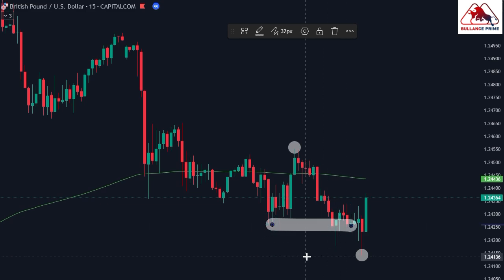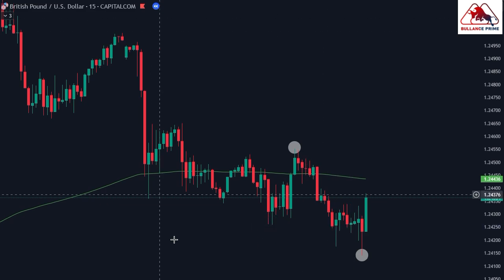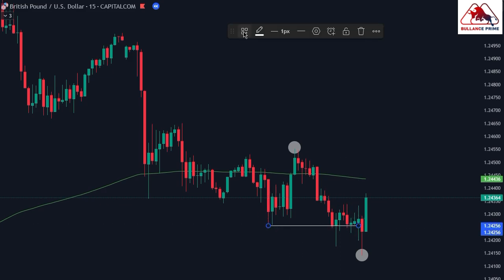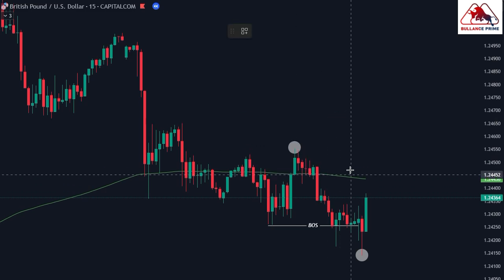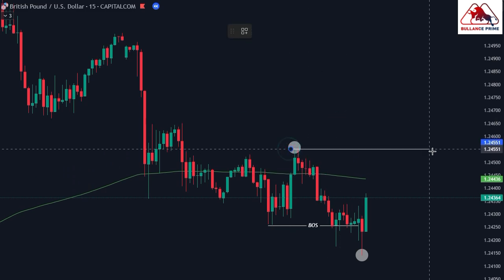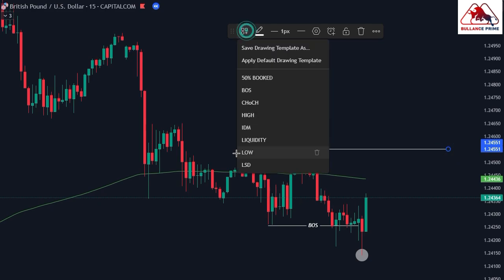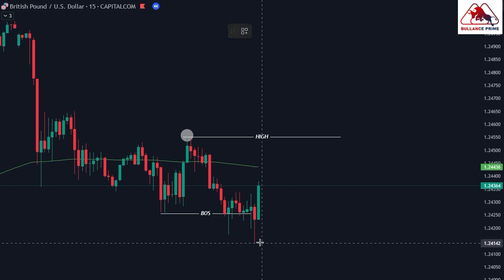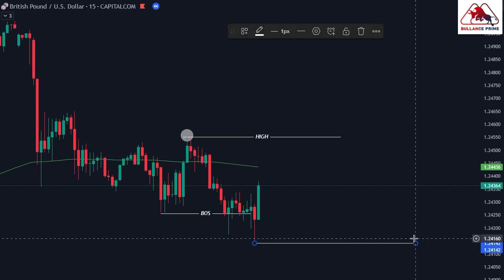Okay, fine. Now let me draw this as a perfect structure. Let me draw the break of structure. Here we get the break of structure, and then I'm going to mark this one as our high. This is our high, marking it as high. Now this is our low, actually the point of low, so now we're going to mark it as a low.